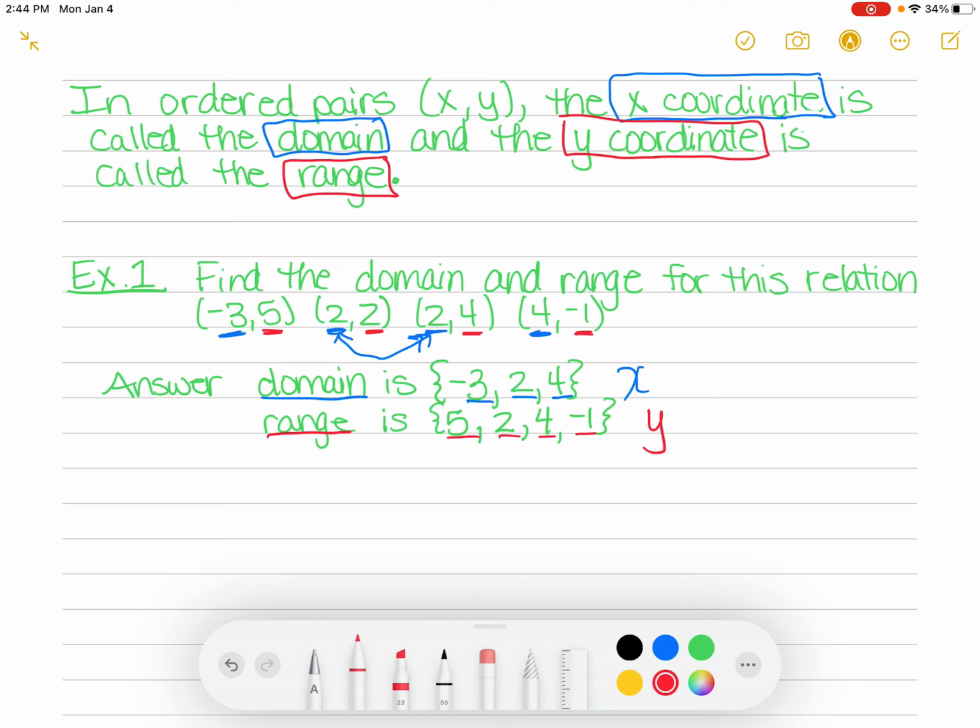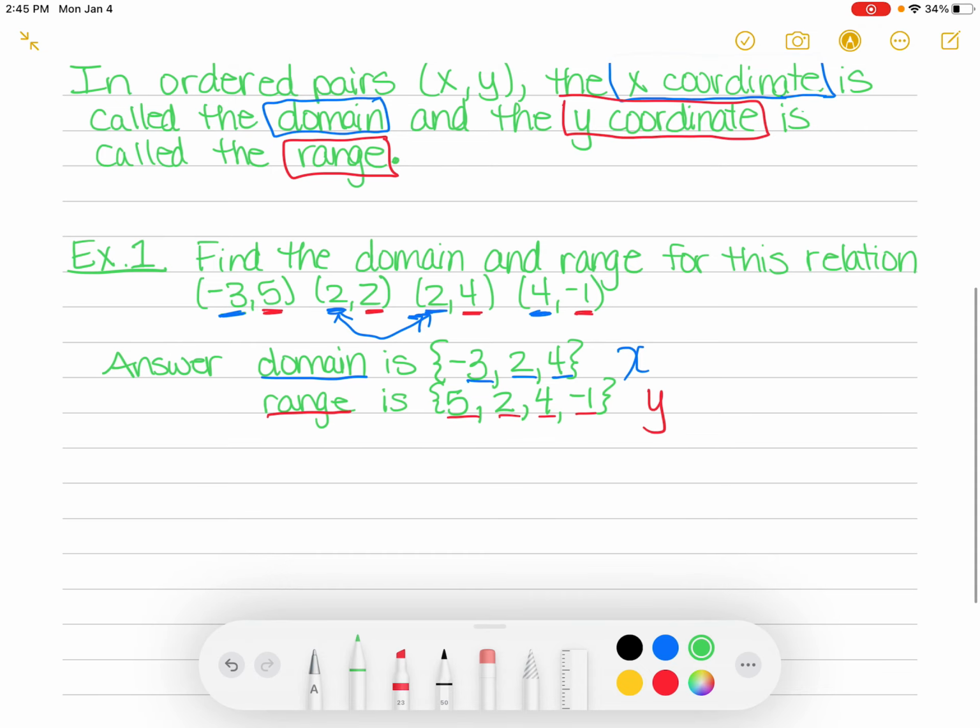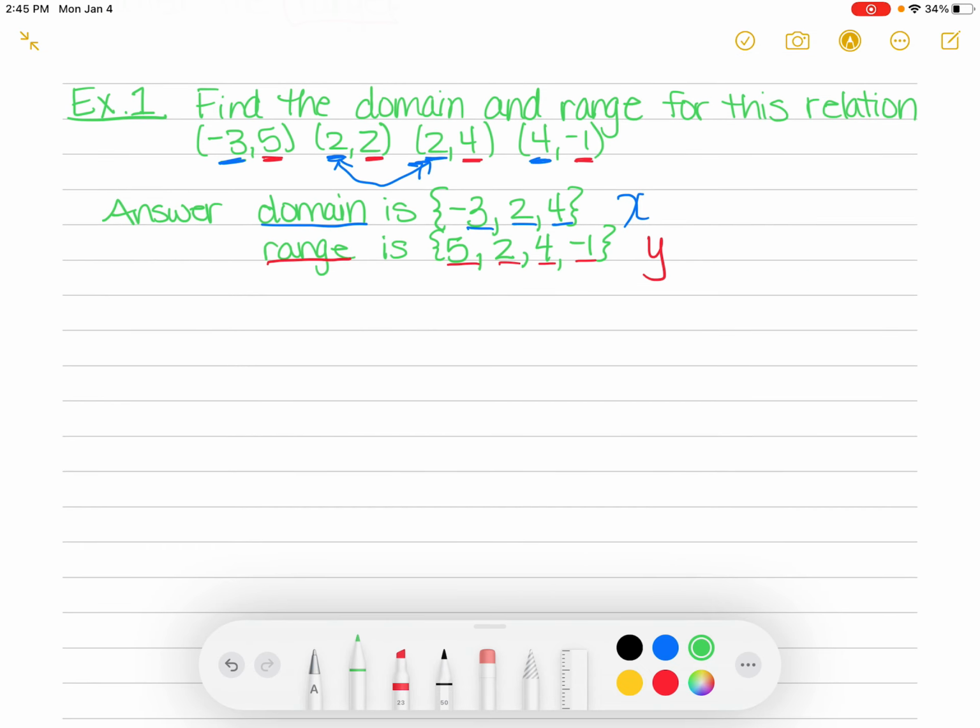And that's your answer. So on your assignment today, if it asks you to tell them the domain and the range, all you're doing is writing out the x's all together or the y's all together. Okay, you can also show the domain and range as a circle. It's kind of like a circle graph, but not exactly. So let me show you how that looks.